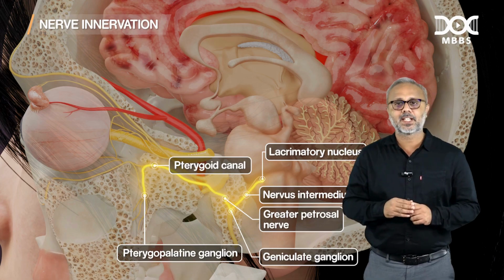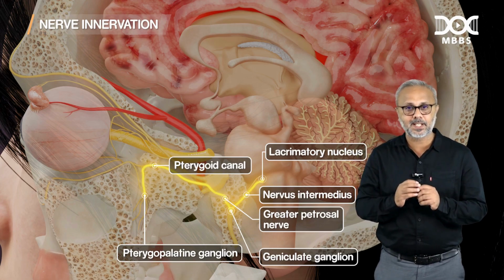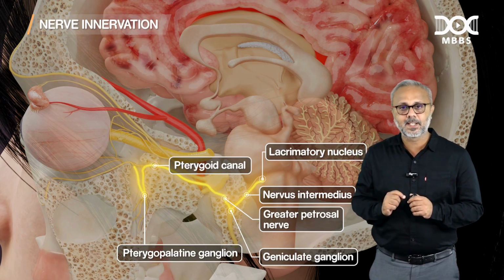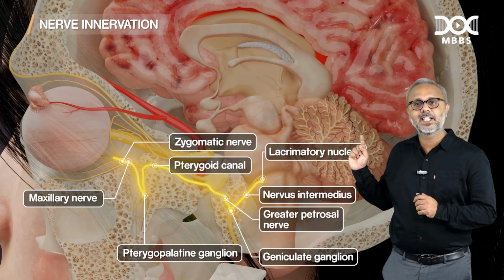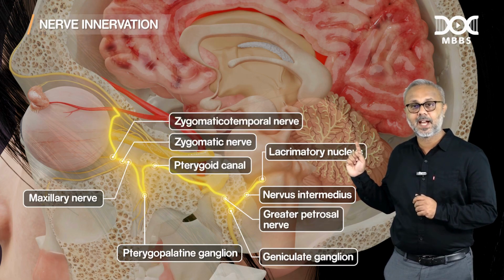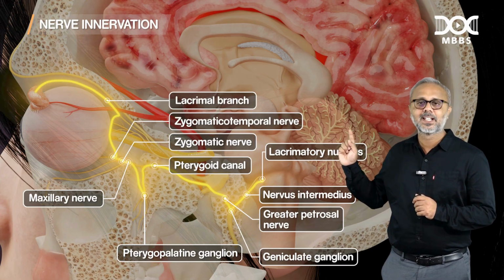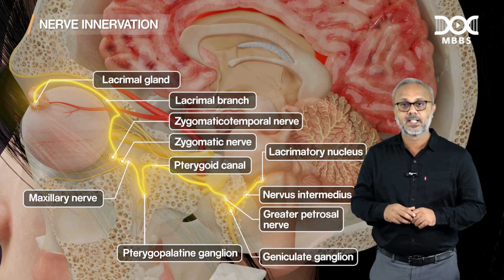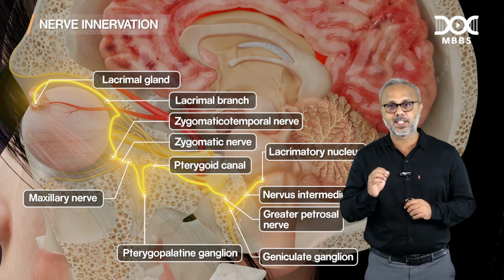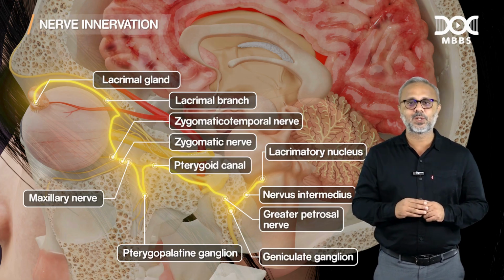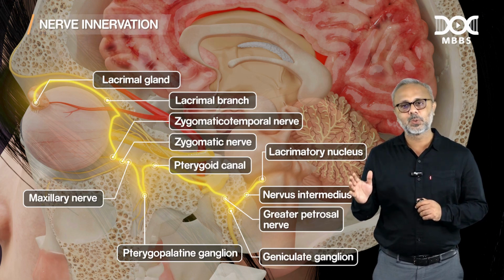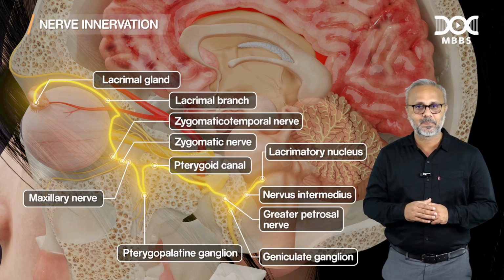From the pterygopalatine ganglion, postganglionic fibers arise, pass successively through the maxillary nerve, the zygomatic nerve, then through the zygomaticotemporal nerve, and through the lacrimal branch supply the lacrimal gland. This is how the secretion of tears is actually controlled by the lacrimatory nucleus of the facial nerve through the pterygopalatine ganglion, right?